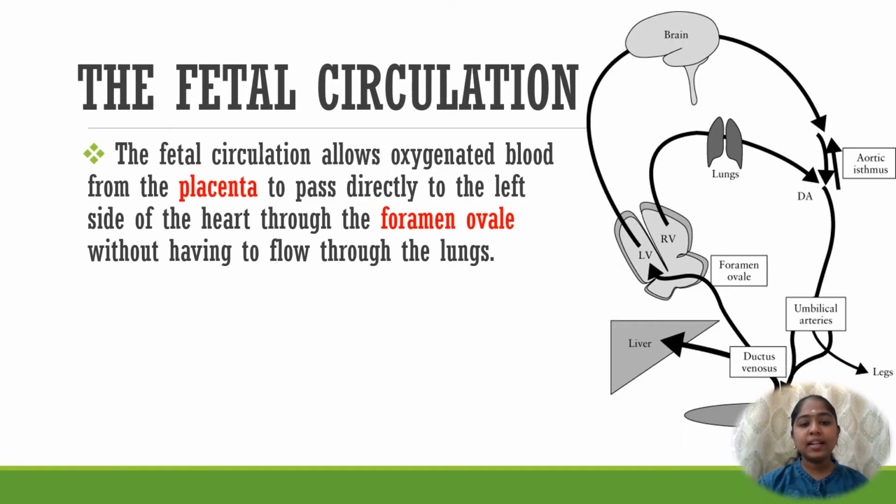Understanding the fetal circulation. It allows the oxygenated blood from the placenta to pass directly to the left side of the heart through the foramen ovale without having to flow through the lungs. In fetal development, the heart develops as a single tube which folds back on itself and then divides into two separate circulations.